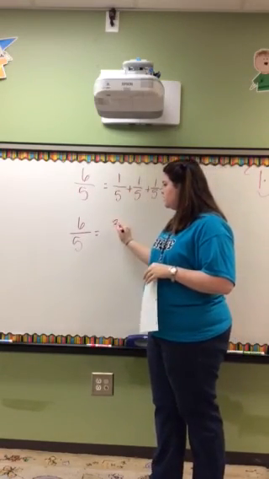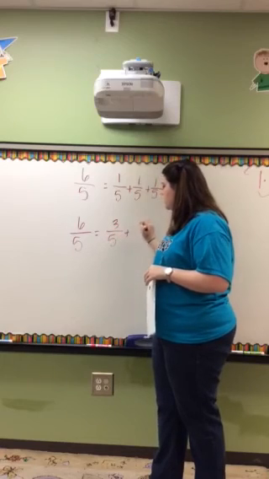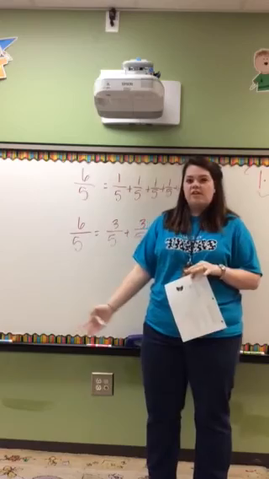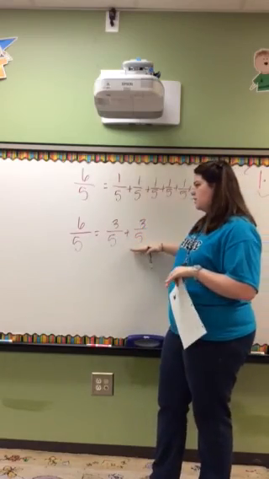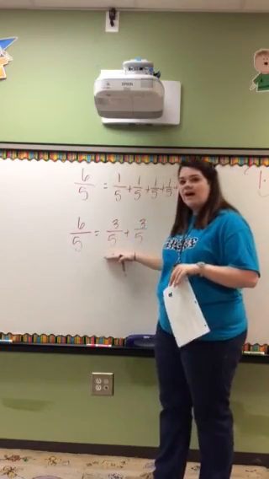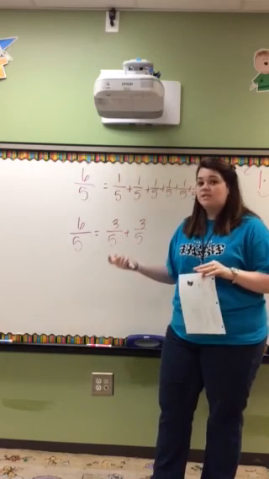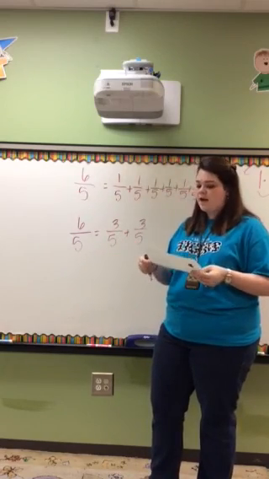You could break this down into 3/5 plus 3/5. You could break it down into 5/5 plus 1/5, however you want to, as long as your denominator stays a 5 and your numerators can be added together to give you the sum of 6, you can decompose the fraction that way.